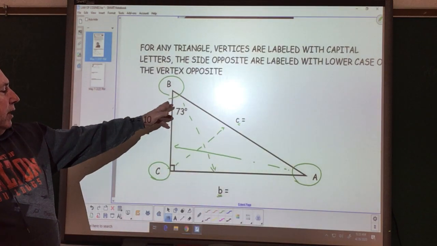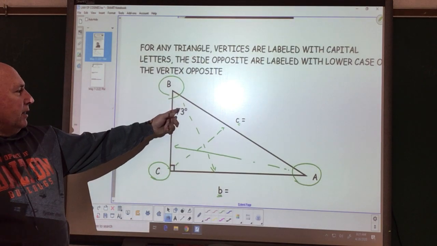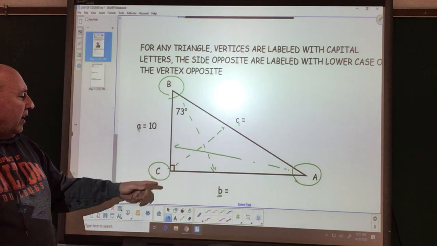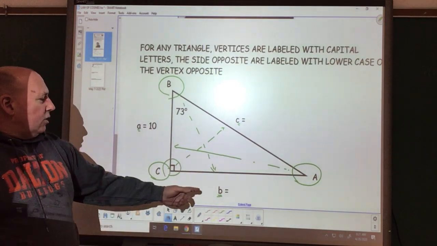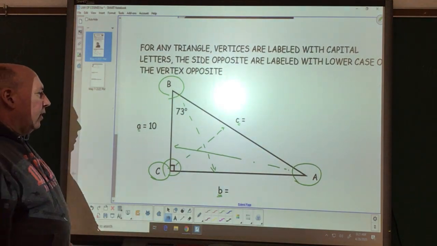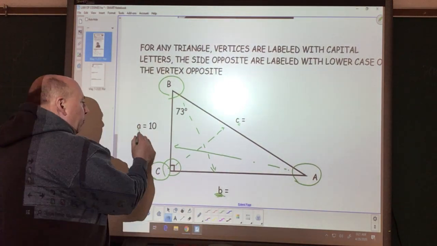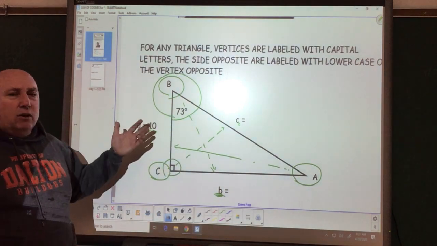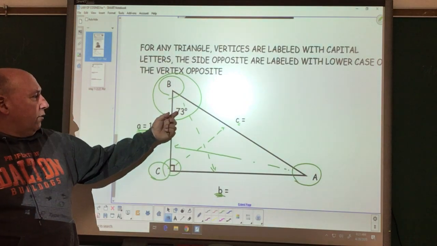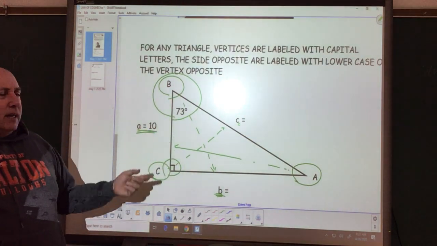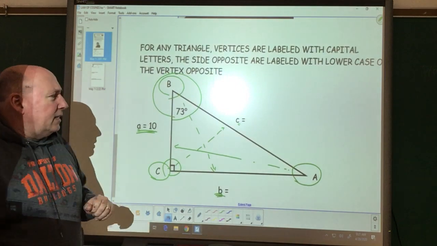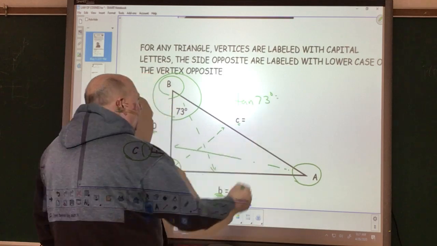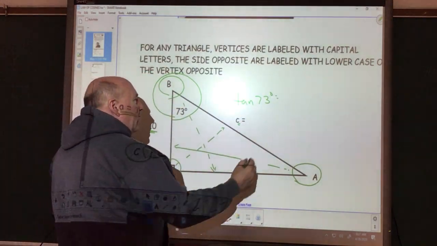If we have a right triangle and we know this angle is 73 degrees, we're able to solve for any side of this triangle. Let's solve for little b. We have little b, we have this side, and we know this angle right here. So we ask ourselves, which trig ratio relates this angle to this side and this side? That is the tangent. The tangent of 73 degrees is equal to little b over 10.